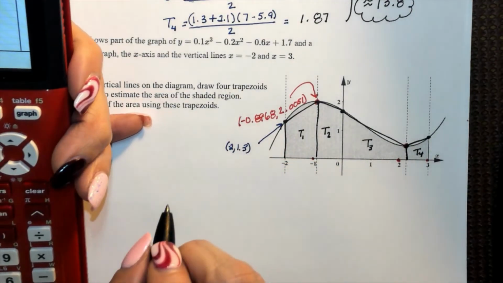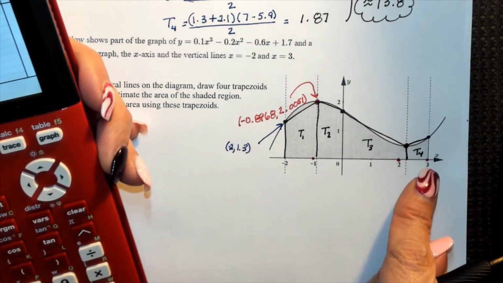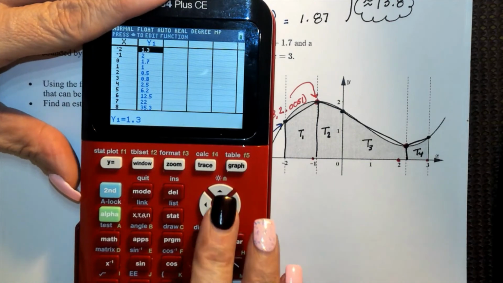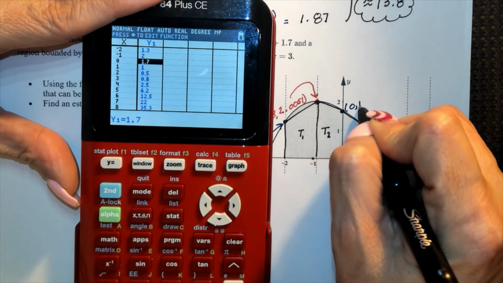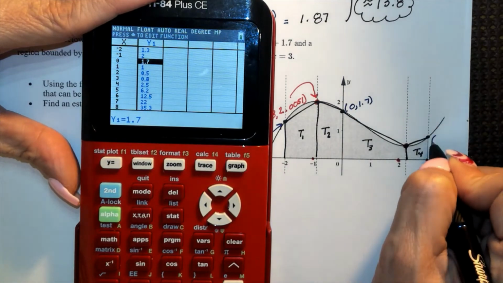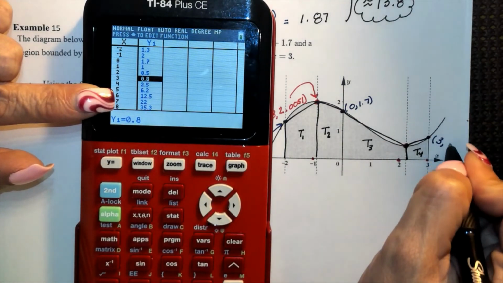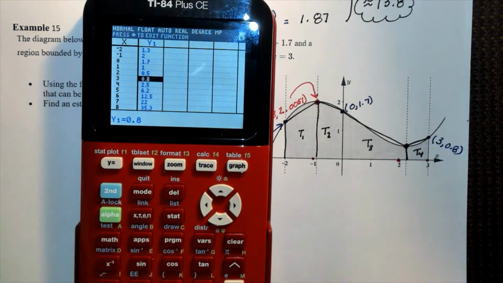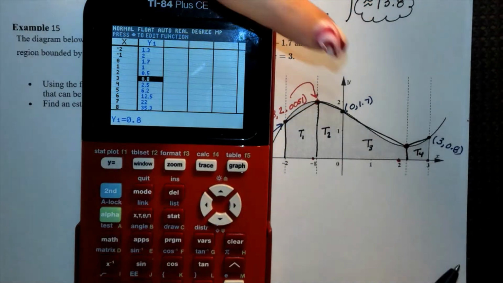Can I do another one like that pretty quick? Yeah. I could do 0, and I could do 3. Okay, so for 0, 1.7. So 0, 1.7, and this one right here, 3, 0.8. Okay, I could get those real quick. But the max and the min, I got to do a little bit more work.